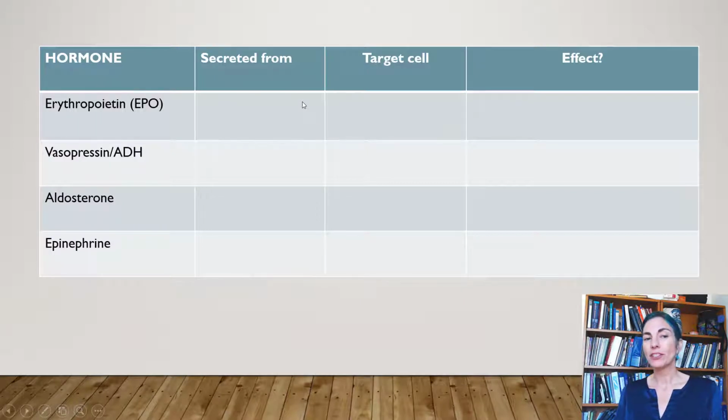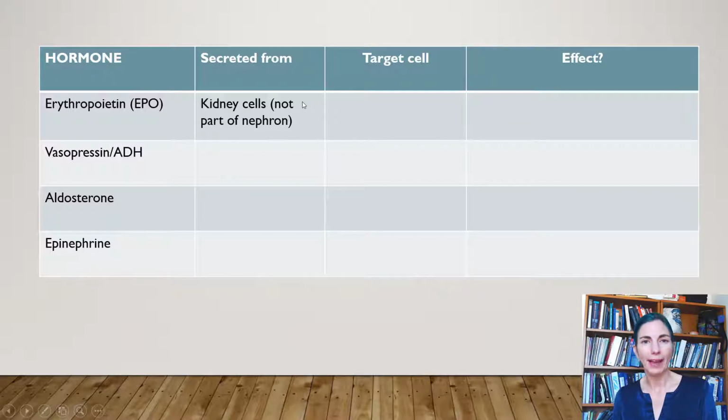So let's go ahead and start with erythropoietin, or EPO. We did not cover this in a prior lecture, so this is new information. EPO is secreted from kidney cells that are not part of the nephron. However, we do know its target. So what is its target? Well, its target is going to be cells that are capable of making new red blood cells, because when we think about the effect of erythropoietin, it's to increase the red blood cell count.